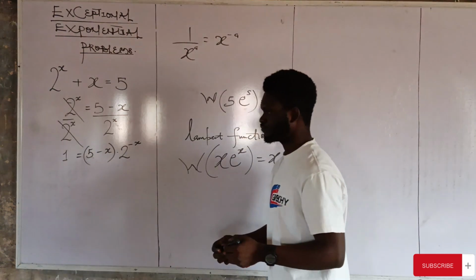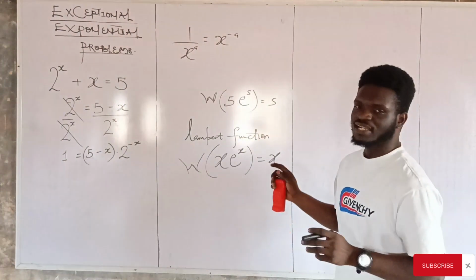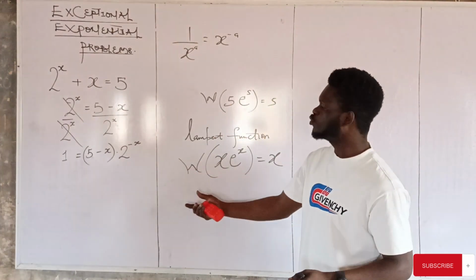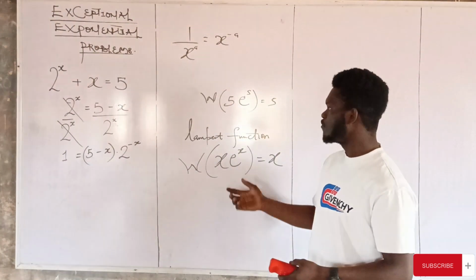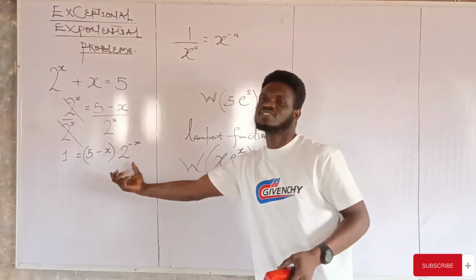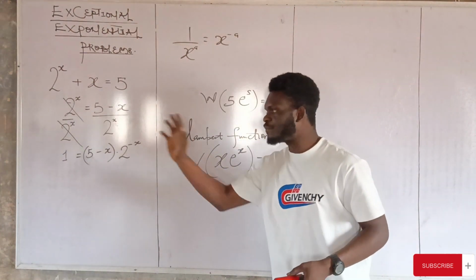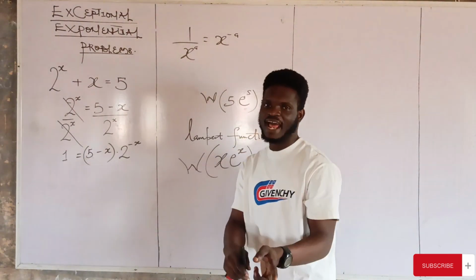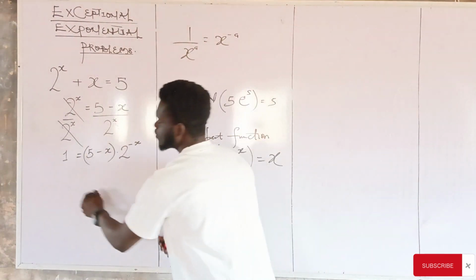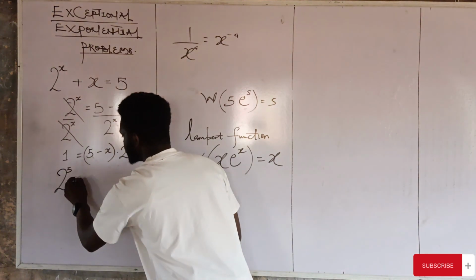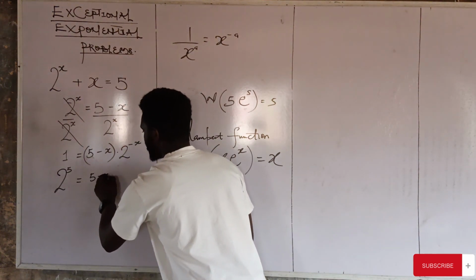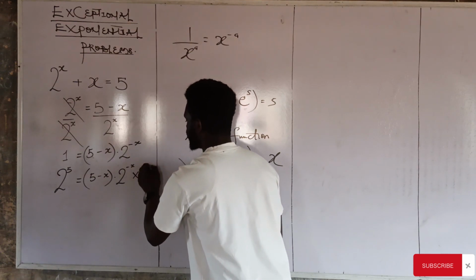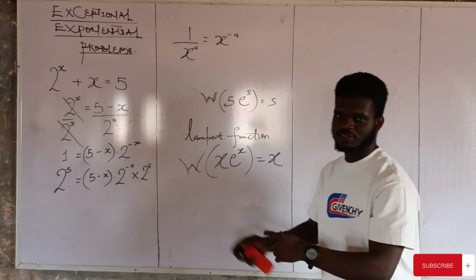Minus x. Now once you've done this, the next thing to do is to multiply both sides by 2 to the power of 5. Why are we trying to do that? Because we are trying to make sure that this looks like a Lambert function. We are going to multiply both sides with 2 to the power of 5. Do not forget the golden law of mathematics. Whatever happens to the right hand side happens to the left hand side. So when you multiply 2 to the power of 5 to both sides, we have this 5 minus x, 2 to the power of minus x, times 2 to the power of 5. Don't forget you multiply both sides.